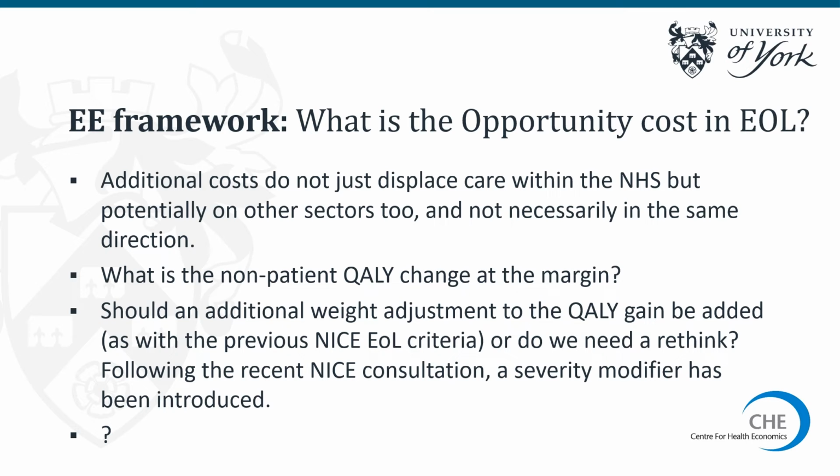So for example, there might be an intervention that saves NHS resource but actually costs more in terms of hospice costs. There are other things to consider too that are related, such as the impact on others, for example non-patient quality changes at the margin, and as I've said before, whether or not there should be some kind of adjustment when we think about end-of-life care and its opportunity cost.